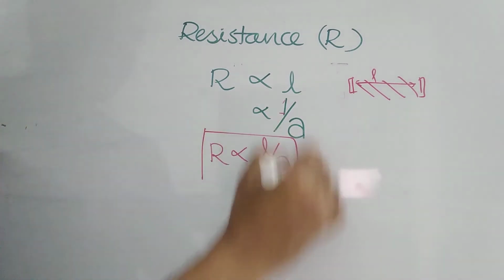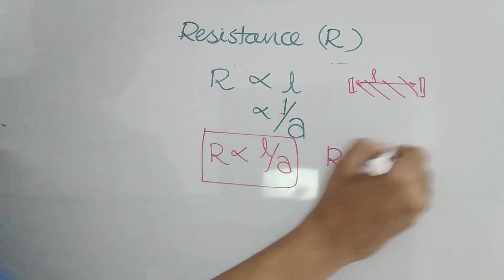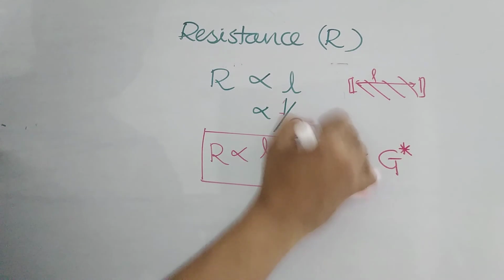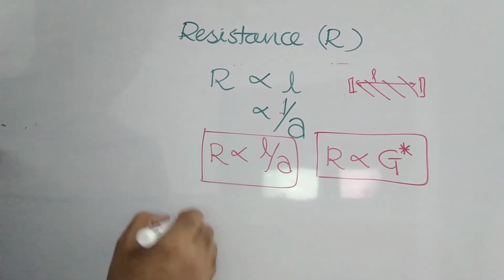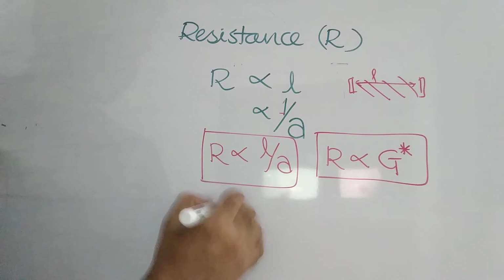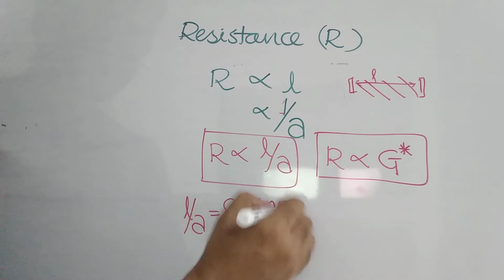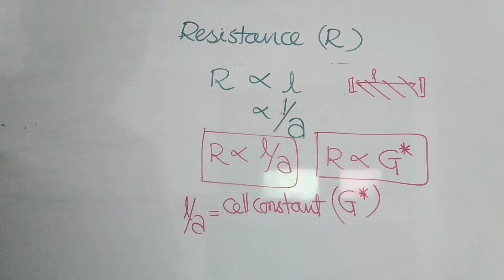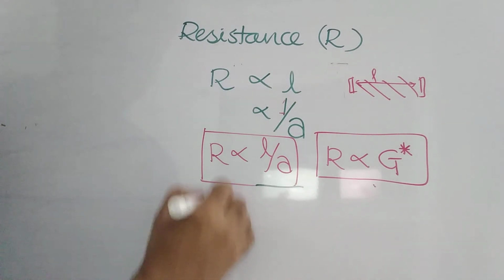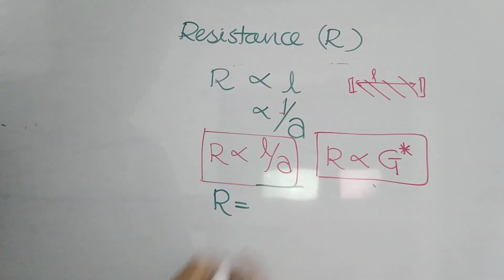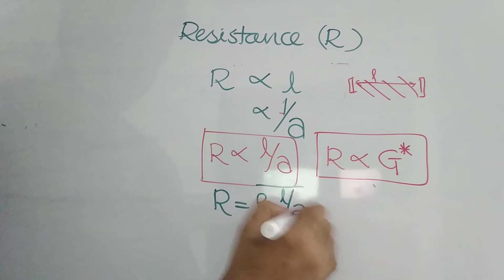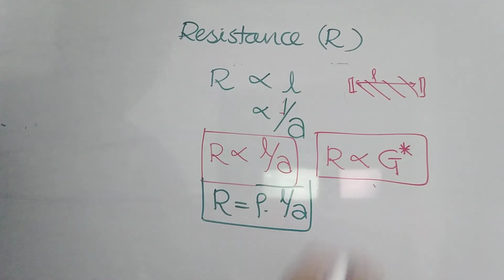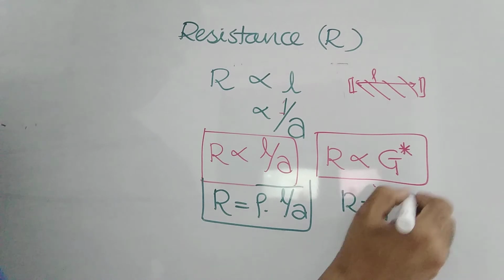R is proportional to L/A, which we can write as G*. In place of L/A, you can write G*. L/A, length by area, is called the cell constant, which is given by G*. When the proportionality sign is removed, R = rho × L/A, or R = rho × G*.